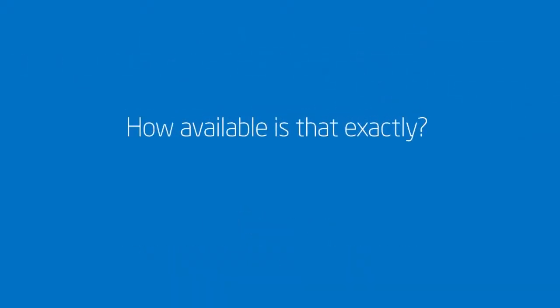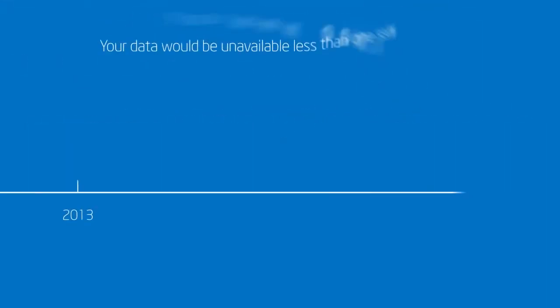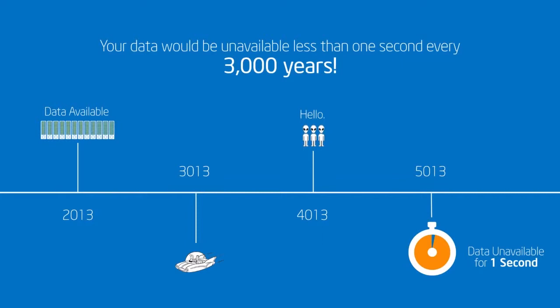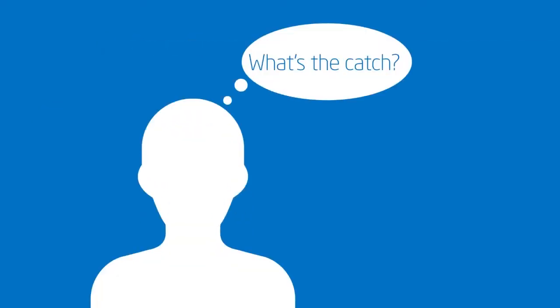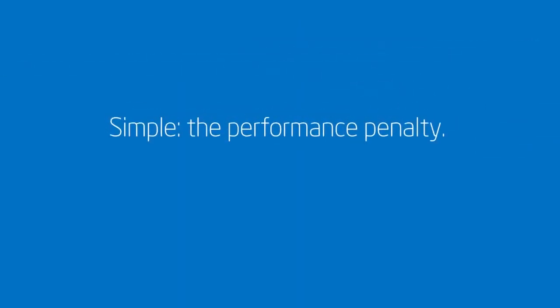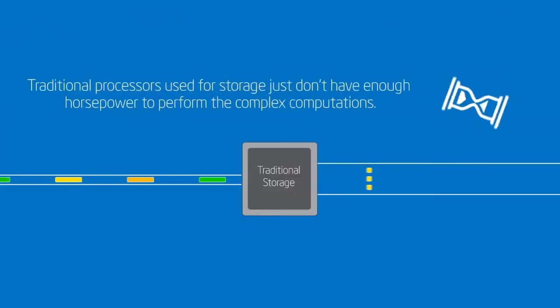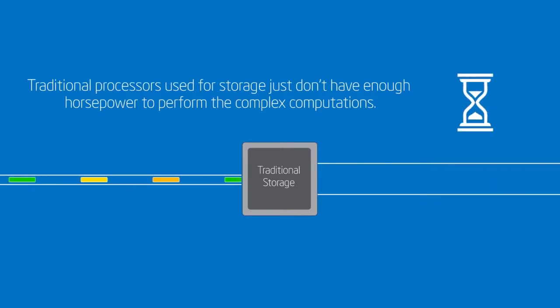How available is that exactly? It means you would expect your data to be unavailable less than 1 second every 3,000 years. So why isn't everyone using Erasure Code? Simple, the performance penalty. Traditional processors used for storage just don't have enough horsepower to perform the complex computations.